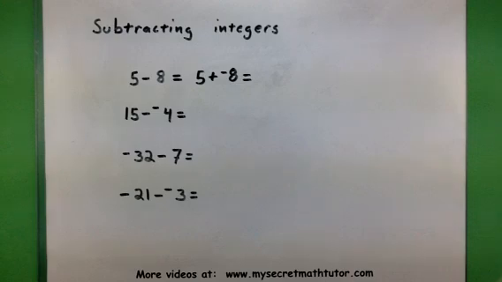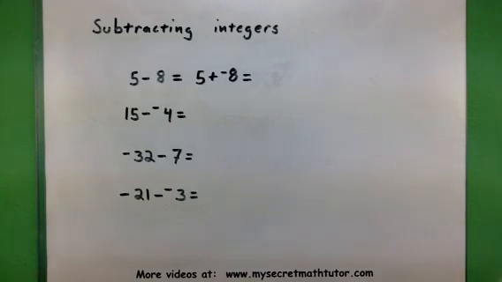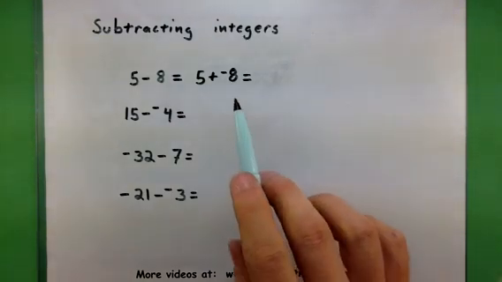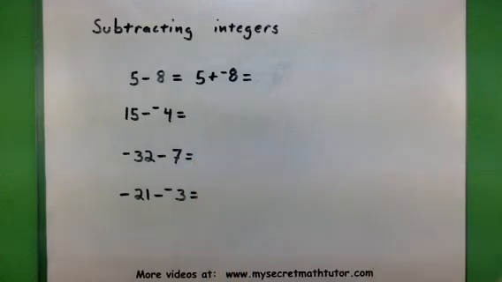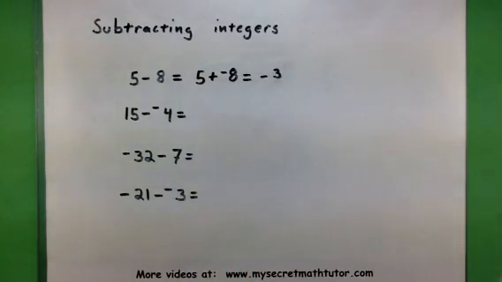Now the reason why I'm changing these into addition problems is, one, our minds work a little bit better with addition than they do with subtraction. Second, if these are all addition problems, then I can use my rules for adding integers. Alright, so let's go ahead and complete this problem. So 5 plus a -8 gives me an answer of a -3, just like that. Let's see how this works for the rest of the problems as well.